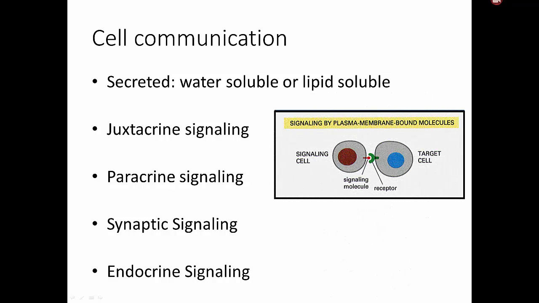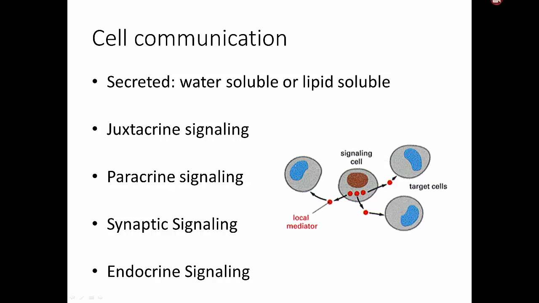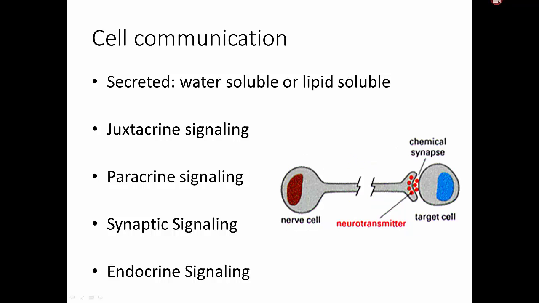Juxtacrine signaling occurs when two cells are very close to each other, and the signal on one cell surface binds a receptor on a neighbor cell. Paracrine signaling occurs when cells are close but not in direct contact. This includes autocrine signaling, which is when a cell releases molecules that act on its own receptors. Paracrine signals are short-lived. Neurons use synaptic signaling to move signals long distances very quickly and target very specific cells.